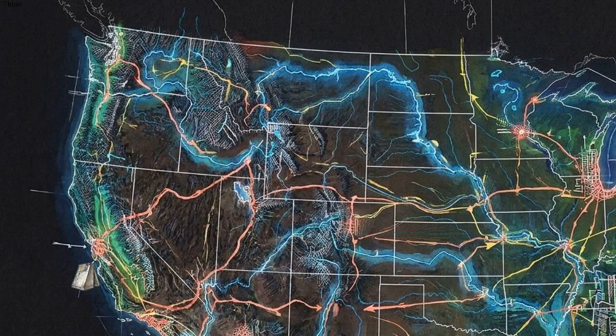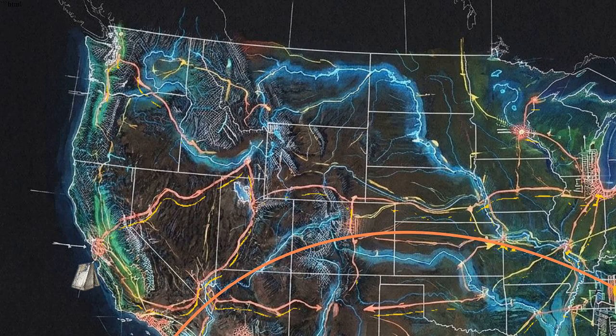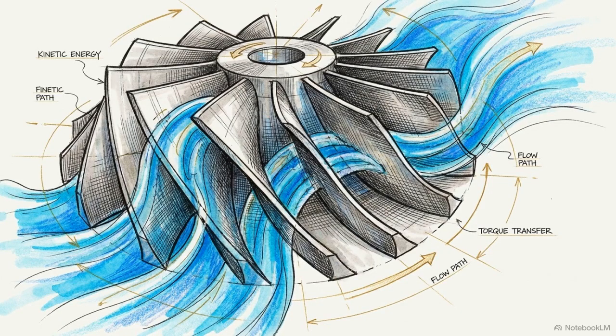A 5% increase in efficiency at existing sites translates to gigawatts of additional power added to the national grid. That 5% growth occurs within the fluid dynamics of how the machine actually harvests the water's energy.